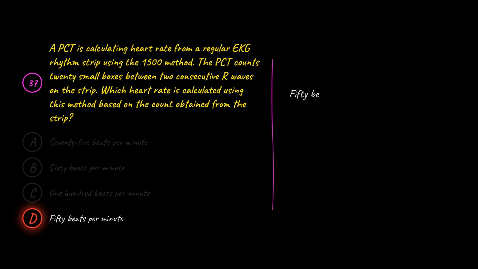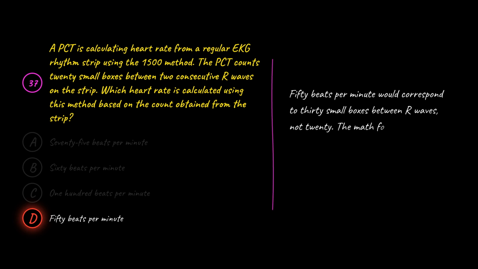D is wrong because 50 beats per minute would correspond to 30 small boxes between R waves, not 20. The math for the 1500 method gives a different rate at 20 small boxes, so this answer is not correct here. The 1500 method is a precise way to calculate heart rate from a regular EKG rhythm.